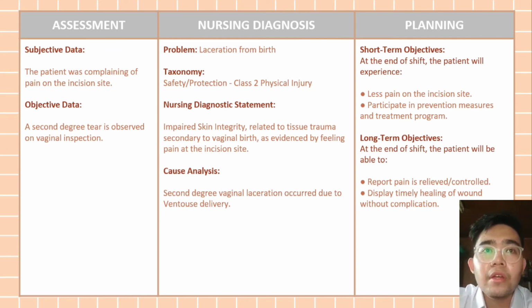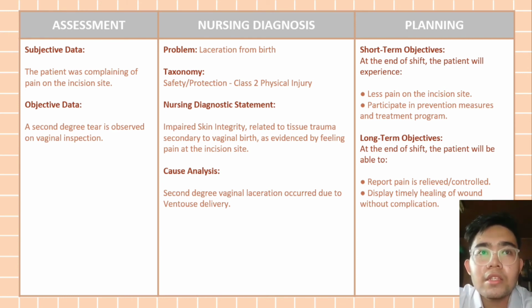So, in the nursing diagnosis, the problem states that there is a laceration from birth. The taxonomy of it is safety or protection, class 2 physical injury. The nursing diagnostic statement of it states that impaired skin integrity related to tissue trauma secondary to vaginal birth as evidenced by feeling pain at the incision site.